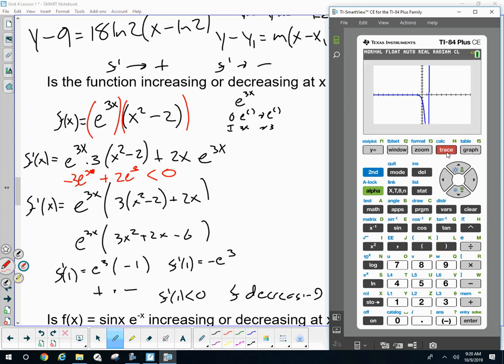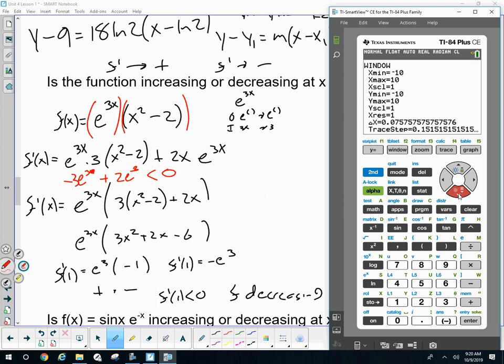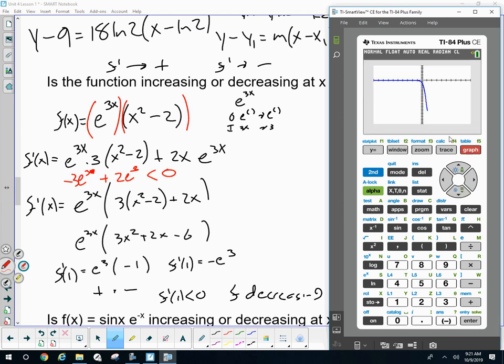At 1, my function is going down. If I maybe zoomed, change my window, go down to negative 30, you can see at 1, it's close to being at a minimum, but it's going down.